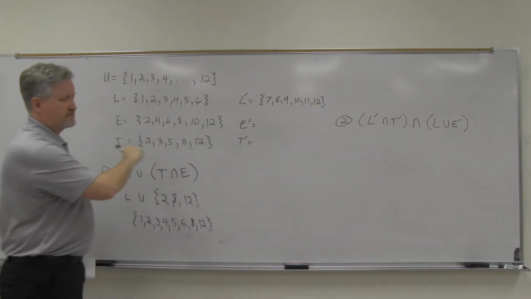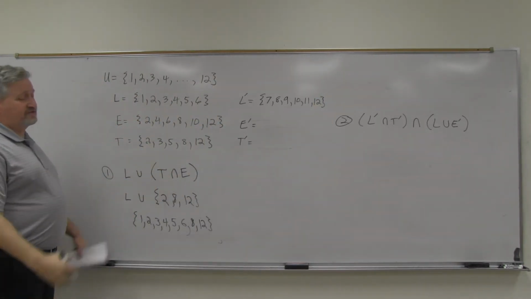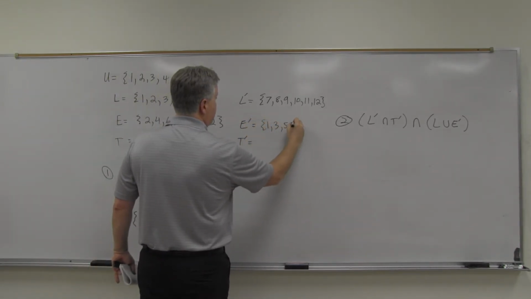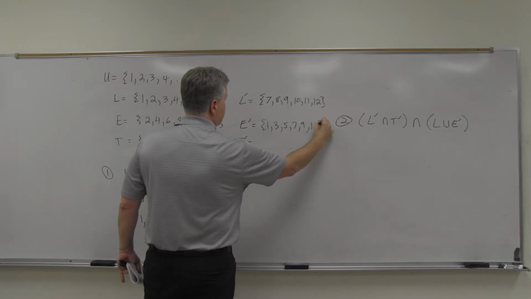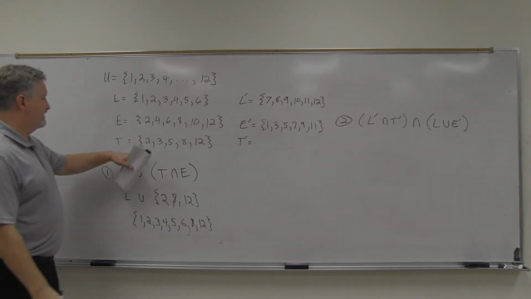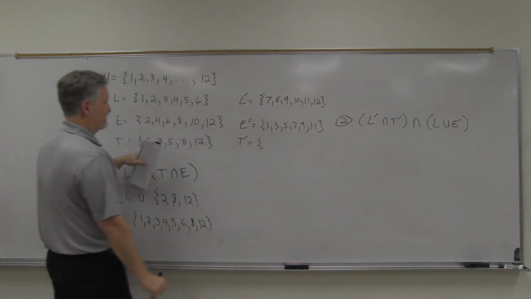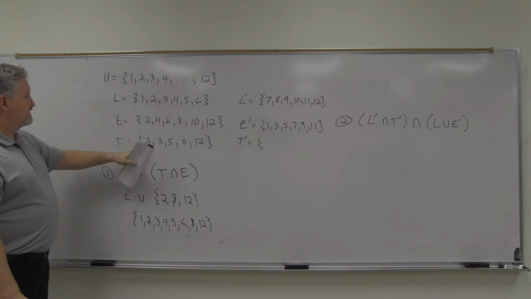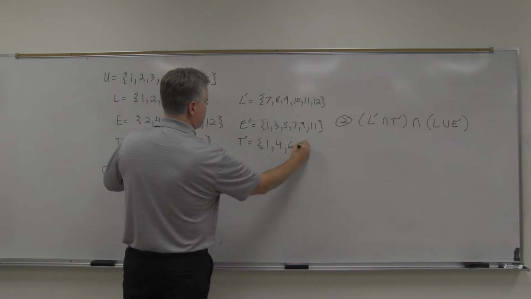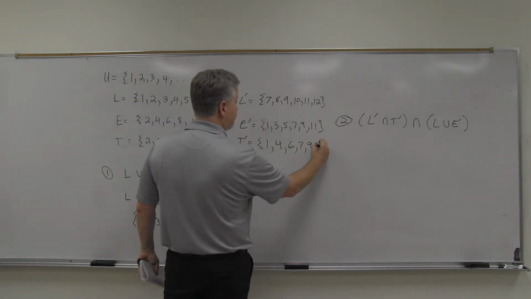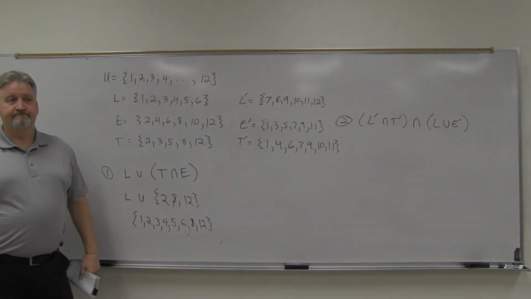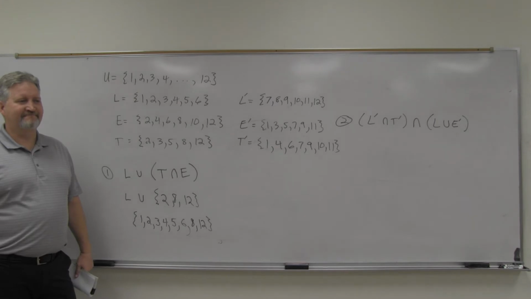E complement would have what's not in E. E's got the even ones, so E complement would have the odd ones. So it'd be 1, 3, 5, 7, 9, and 11. And then T complement has what's not in T. I don't know how to describe set T, but T complement's what's not in there compared to the universal set. So I don't have 1, so that's in the complement. I don't have 4, 6, 7, or 9, 10, 11. Those are my complements. I'll write those down. Okay.